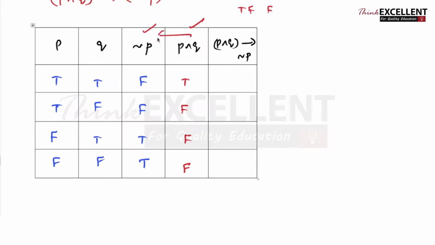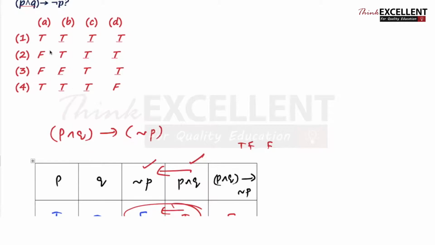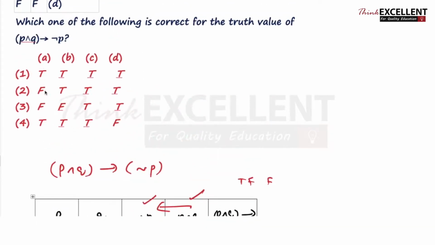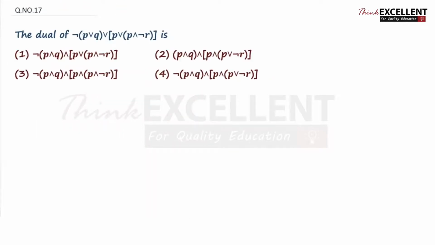But you read from here. True, false is false. You read from here, right? In all other cases, you write true. So this is what you are getting. See which option is the correct one: false, true, true, true, right? So the second option is the correct one. Now, let's move on to question number 17.